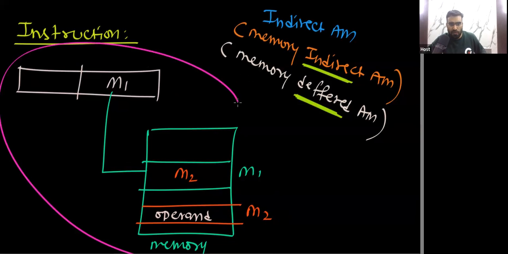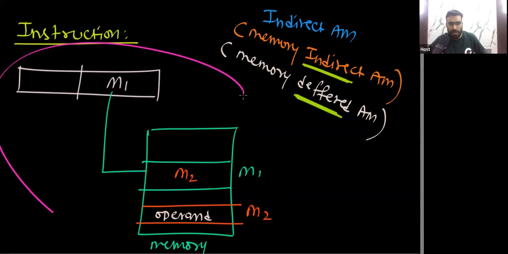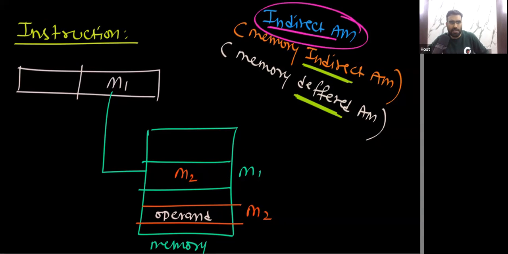Have you seen this type of structure, this type of concept? Have you seen it in the C language, in the high level language? Yes, there is a pointer. So you can see this indirect addressing mode you can use to implement pointers. Okay, very simple point. So this is the idea.